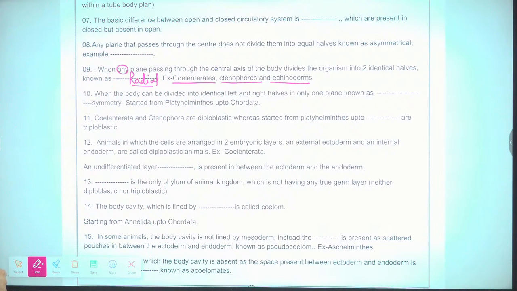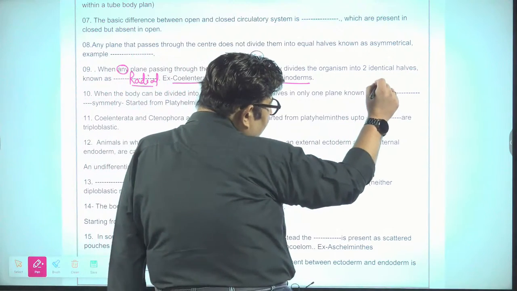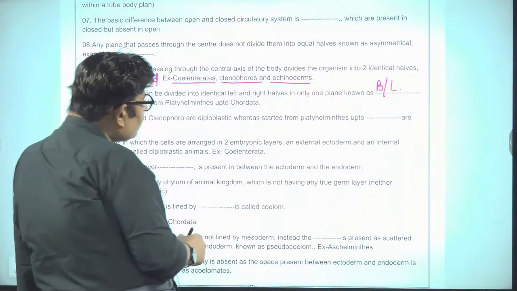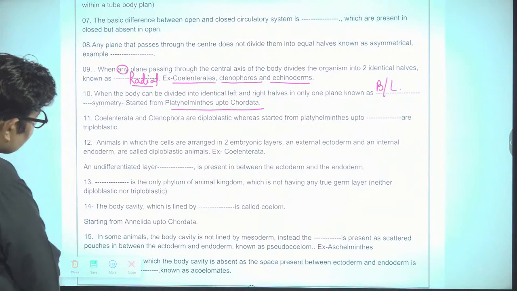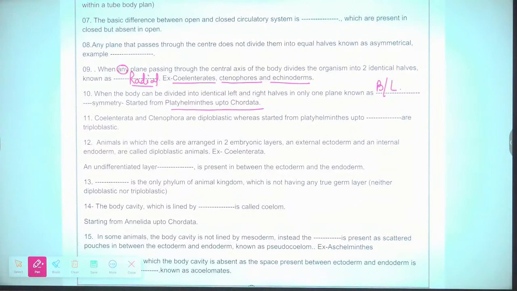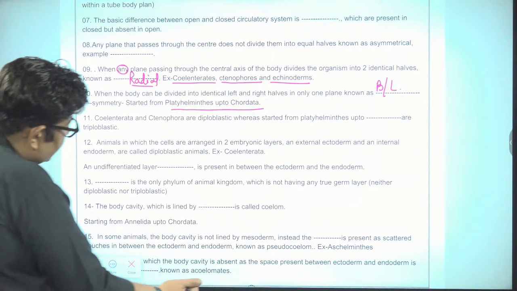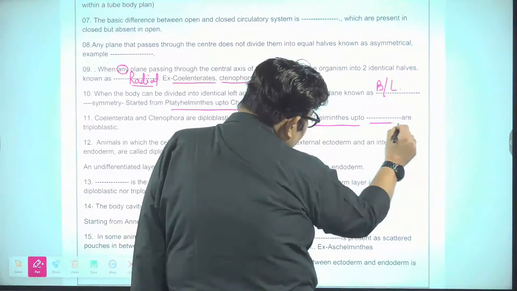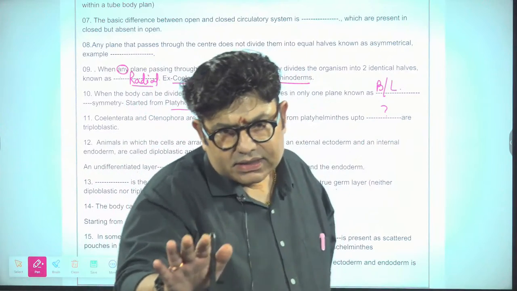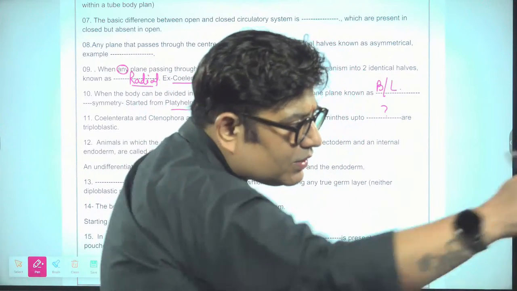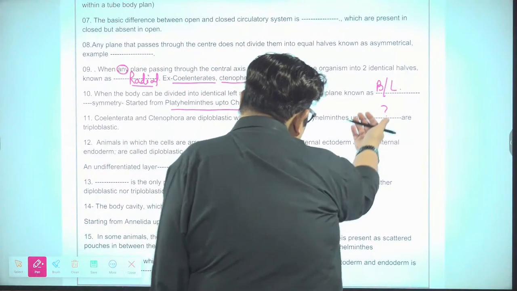When the body can be divided into identical left and right halves in only one plane, this type of symmetry is known as bilateral symmetry. Bilateral symmetry started from platyhelminths up to chordata. Cnidaria and Ctenophora are diploblastic, whereas those from platyhelminths up to dash are triploblastic. What should be the dash here? Yes, you are right, chordata, perfect.